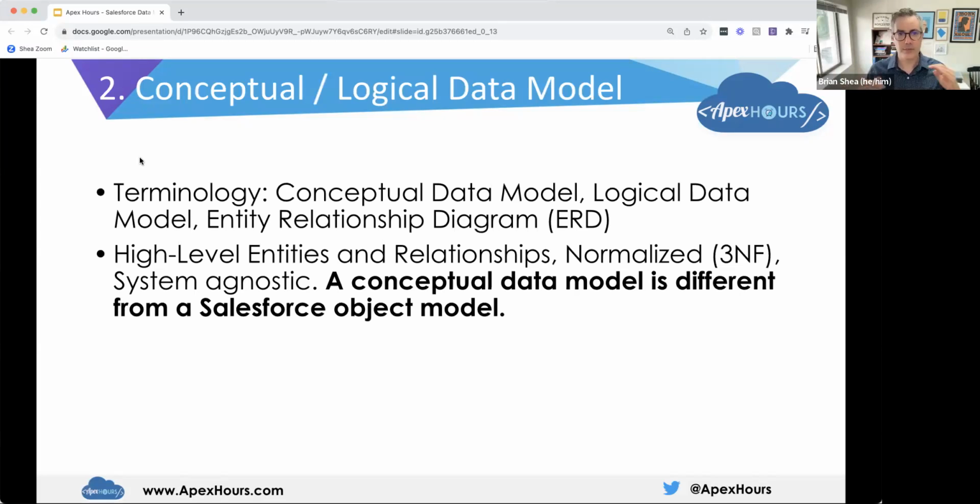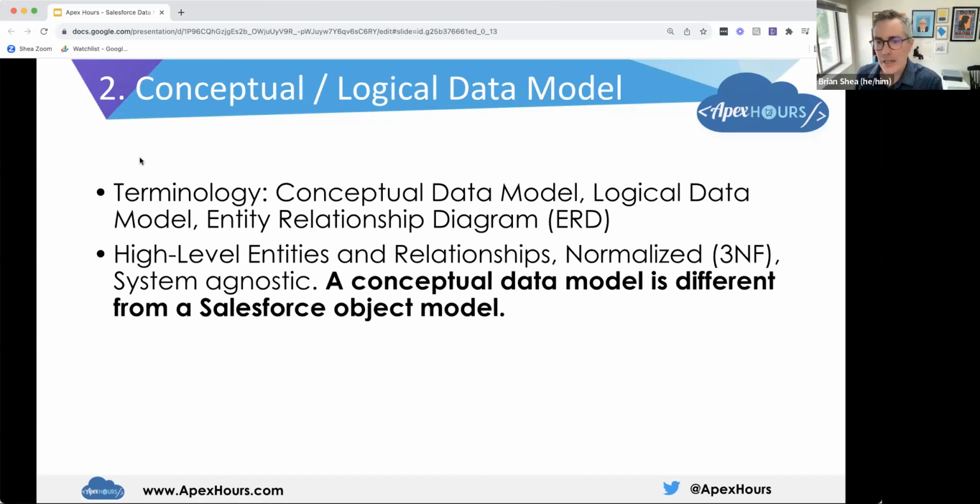There are differences and different people use those terms in different ways, but for our purposes, I'm going to use them synonymously, and I will be using the term conceptual data model because that's the term that I grew up with. Our definition of those terms for today's purposes is that it's a high-level view of entities and relationships. It's a normalized view. And I won't go into the details of what normalized means, but when I use normalized, I mean third normal form, which is a particular set of criteria for judging something to be normalized.